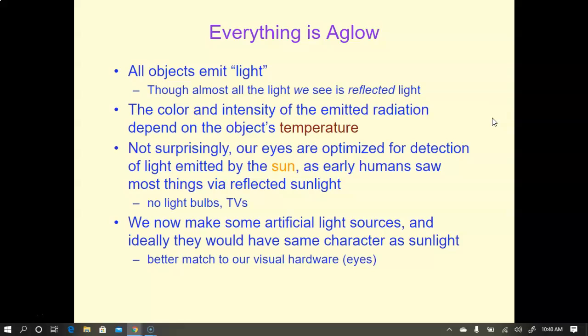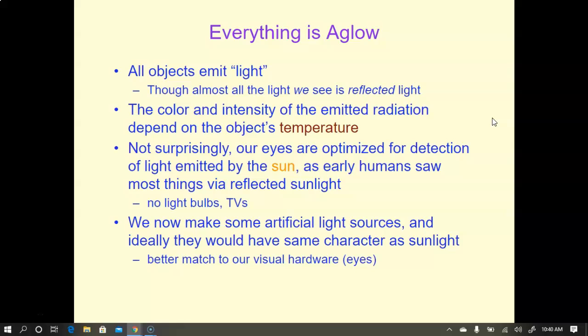Okay, a little bit more about things emitting light. All objects are going to emit light to some degree. Most of the light that we see is actually reflected light, because it's light that is bouncing off of the surfaces of things. So the color and intensity of the emitted radiation that we see coming from objects is going to depend on their temperature.